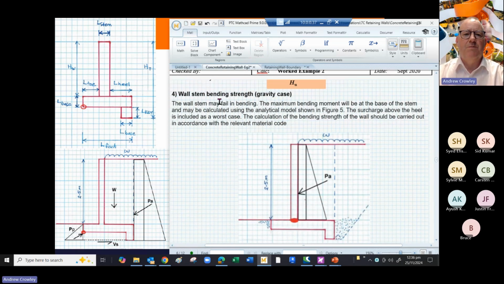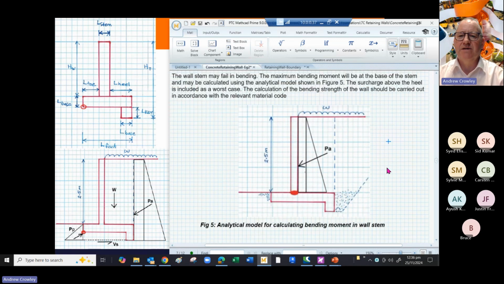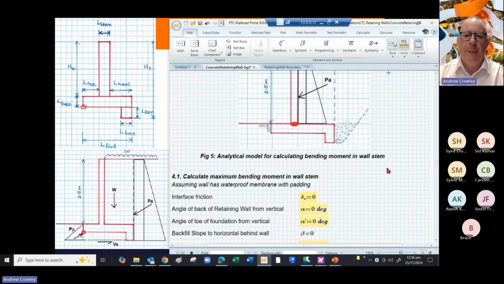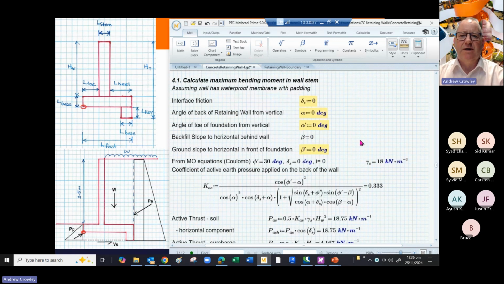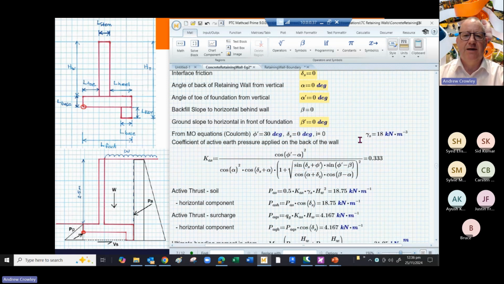So the wall bending strength, this is again in the gravity case, so the wall might fail in bending down here, when the moment is at the maximum at the base of the cantilever wall. So you work out what the bending moment is in the stem. Now, for some reason, the example has moved on to a different way of working out what the active pressure is, and it's using the MO equations.